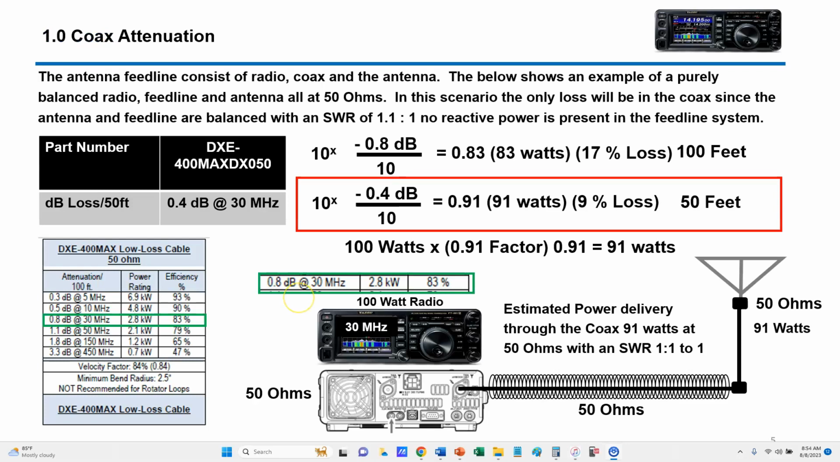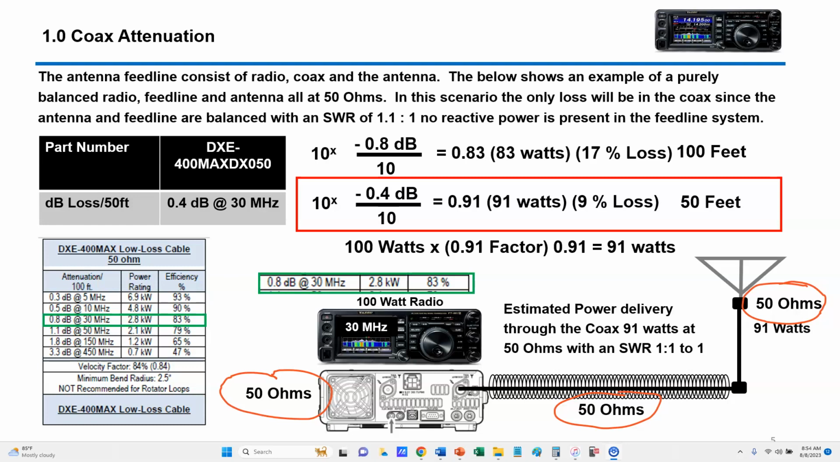Step one is understanding how much power you are losing in the coax. Think of that as building block Alpha. I am basing this on a fully balanced radio system, meaning I have a 50 ohm impedance at the radio, my coax is 50 ohms, and I have 50 ohms at the antenna. So this is a balanced feed line. I have no non-productive power going on here.